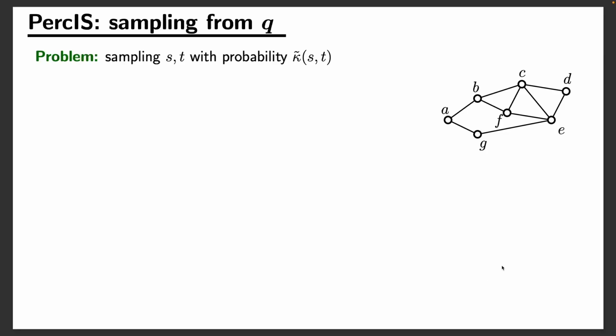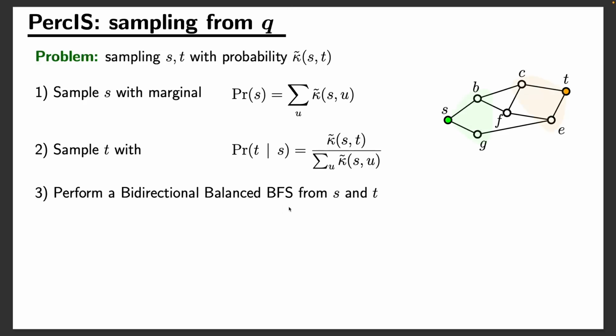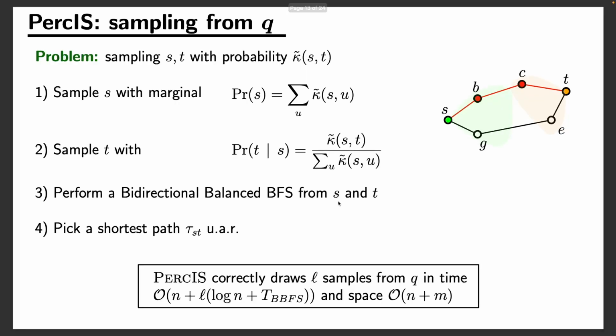To do so, we use the following two-step approach. We first sample the node S with the following marginal, and then we sample the node T conditioned on the fact that we sampled the node S. Once we sample both nodes, we perform a bidirectional balanced BFS from both S and T. And once both BFS have touched and so terminated, we have basically computed all the shortest paths between S and T. We pick a shortest path tau st uniformly at random among all the possible shortest paths between S and T. If done naively, the first two steps of this sampling procedure will require linear time in the number of nodes for each sample that you want to draw from this distribution kappa tilde of S of T.